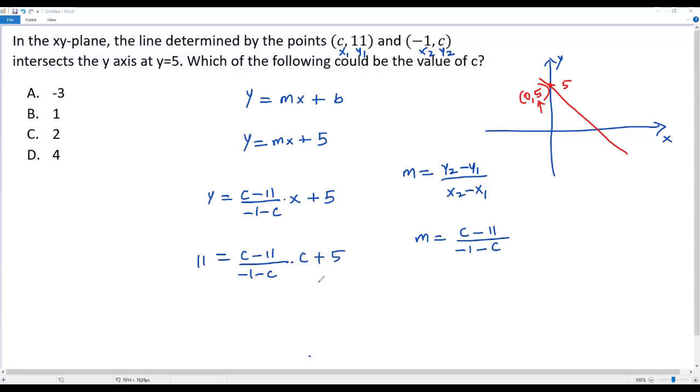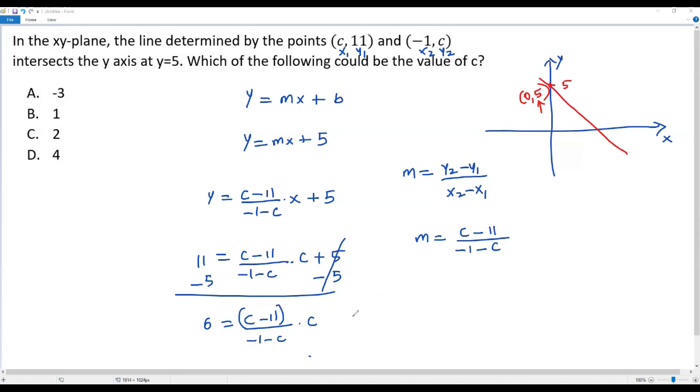So for that I have to isolate c. So let me subtract 5 from both sides. When I do so, this positive 5 and negative 5 will cancel out. I'm getting 11 minus 5, which is 6, equals (c minus 11) over (negative 1 minus c) times c. Here this fraction is multiplied by c. Whenever a fraction is multiplied by some value, usually we multiply the numerator by that value. So now we have to multiply the (c minus 11) by this c. For that let's take parentheses over here. The c has to be distributed to this c and this negative 11.